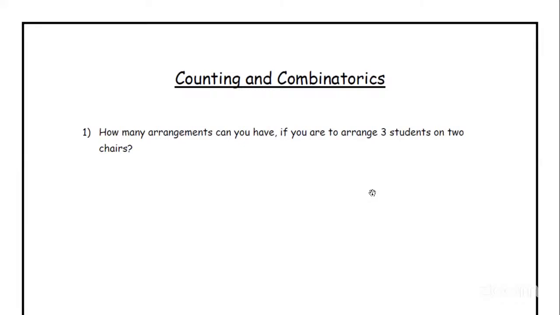So I'll begin with counting and combinatorics, that is permutations.